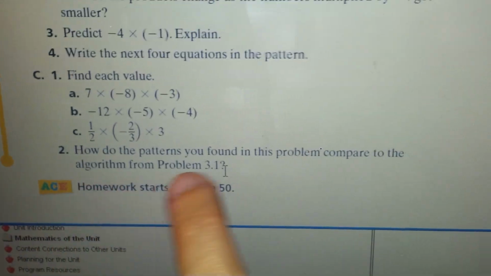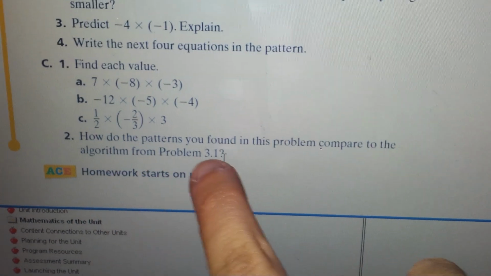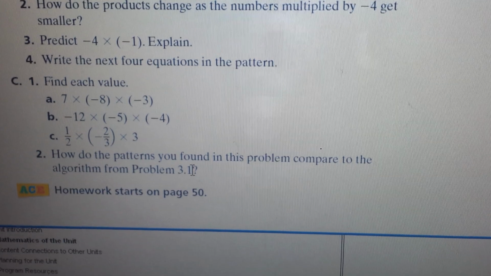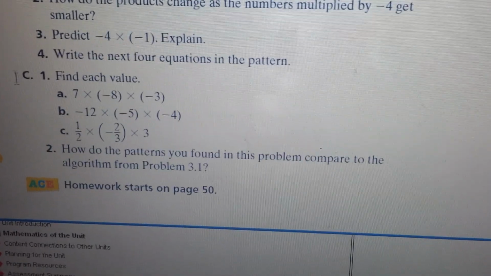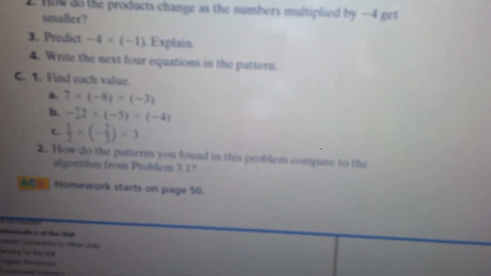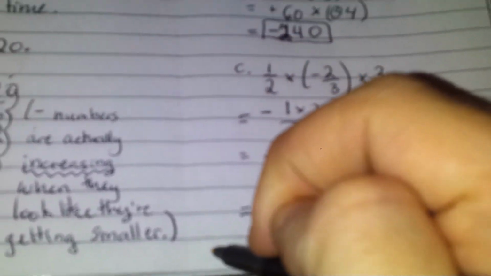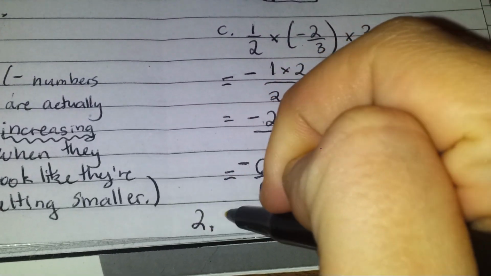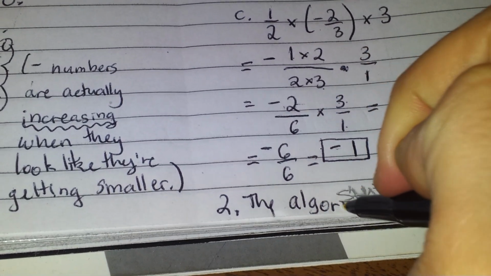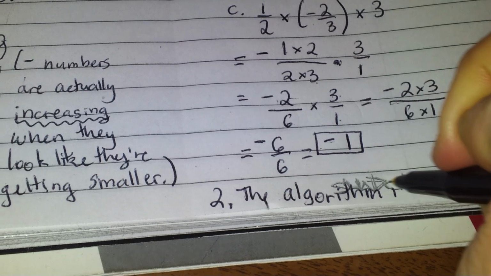How do the patterns you found in this problem compare to the algorithm from problem 3.1? Well, in problem 3.1, we decided that if you had one negative sign, like here, your answer would be negative. And if you had 2 negative signs of numbers you were multiplying together, the answer would be positive. Did this work? I would say yes. So we can just say, as long as we remember the algorithm, that the algorithm is the same.